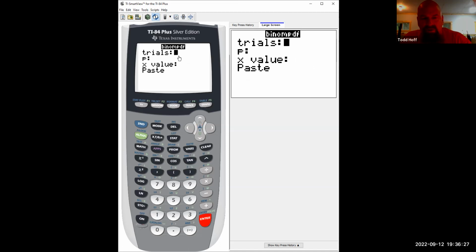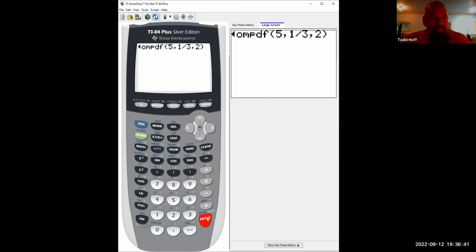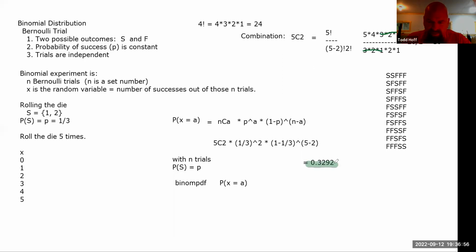And it brings up, this is called the stat wizard. It asks us how many trials. We were going to roll the die 5 times. Our p-value, our probability of success, was 1 out of 3, so 1 divided by 3. And our x value, we wanted 2 successes. We hit paste. It puts it into the function for us. We have to hit enter again to get the answer. And there we get the exact same answer. 0.3292 is that result. So that confirms the answer we calculated by hand.